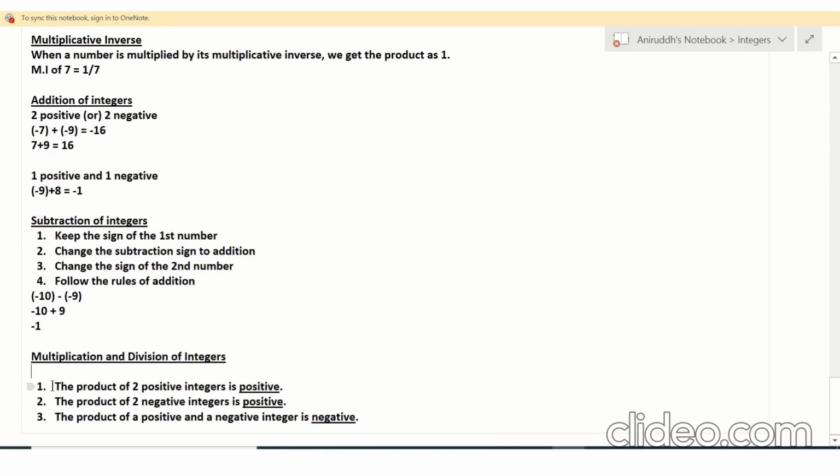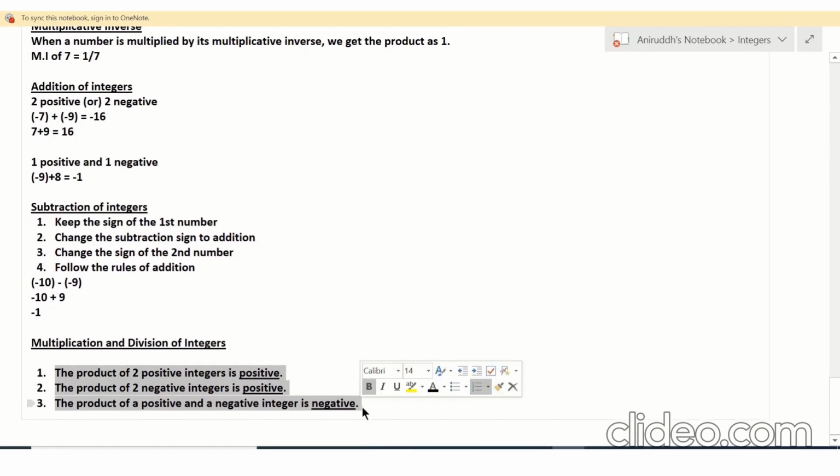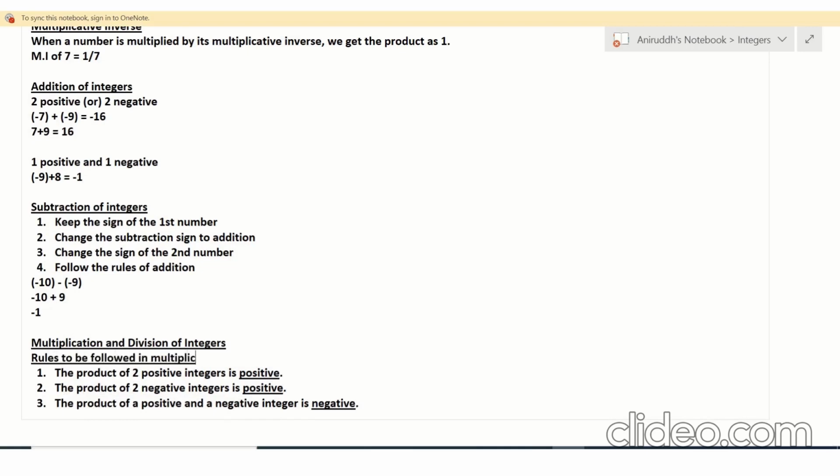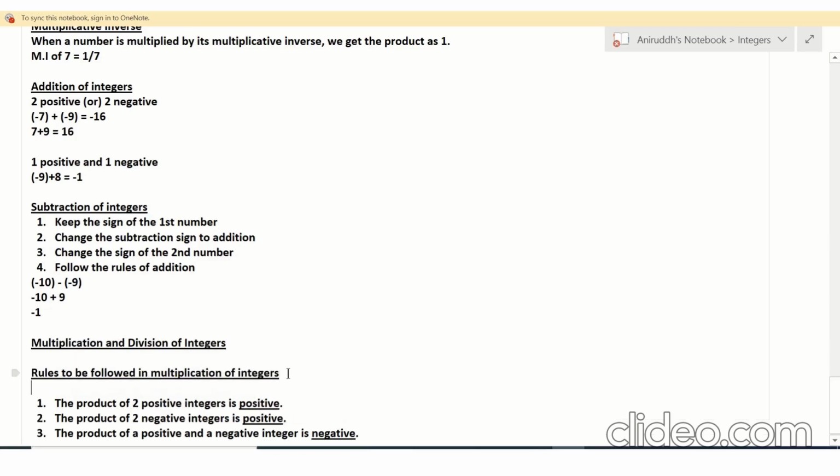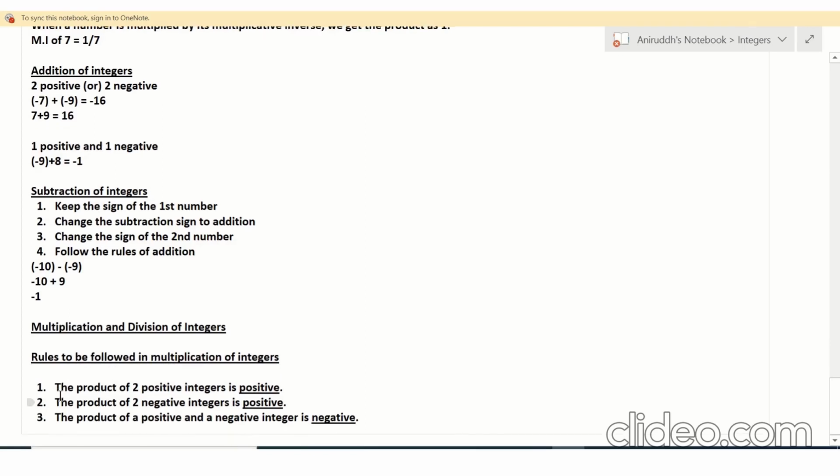So, these are the rules to be followed in multiplication of integers. The product of two positive integers is always positive. The product of two negative integers is always positive, and the product of a positive and a negative integer is always negative.